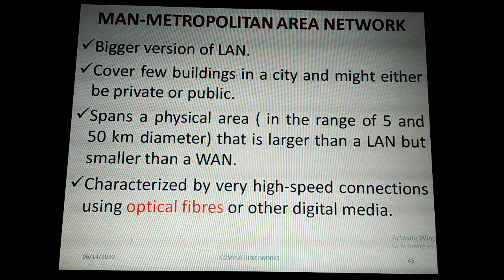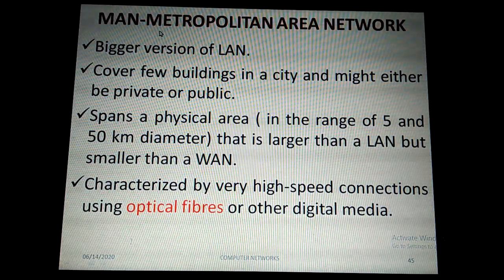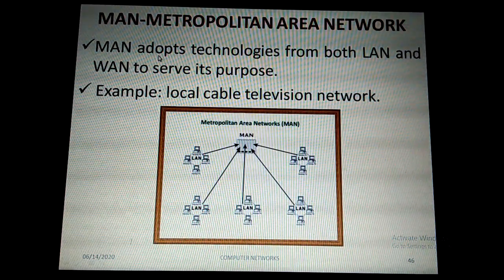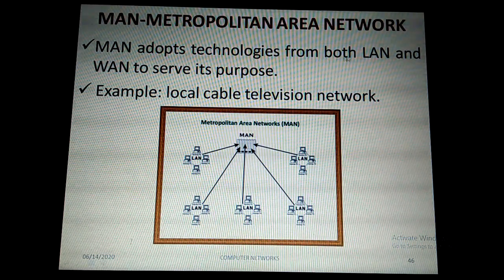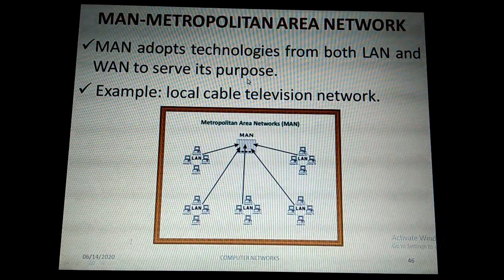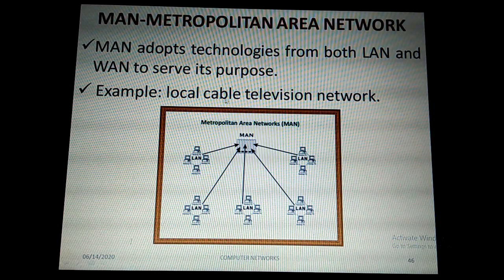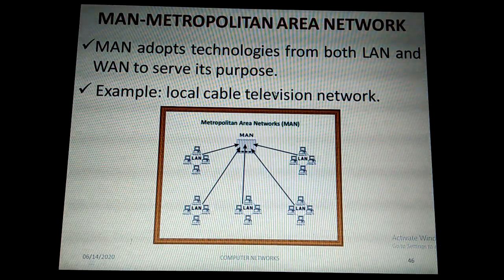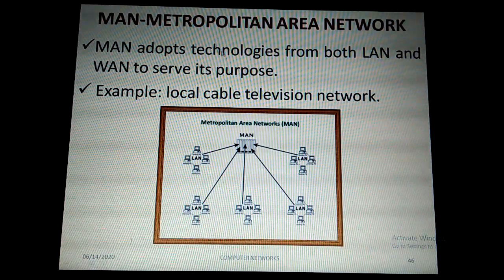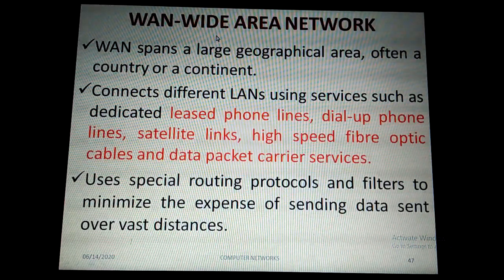It is characterized by very high speed connections using optical fibers or other digital media. So here optical fibers are used for a MAN in order to give a connection. A MAN adopts technologies from both LAN and WAN to serve its purpose. So it will take technologies from LAN and WAN to serve the purpose. An example of a metropolitan area network is the local cable television network. Cable TV network is an example for a metropolitan area network.